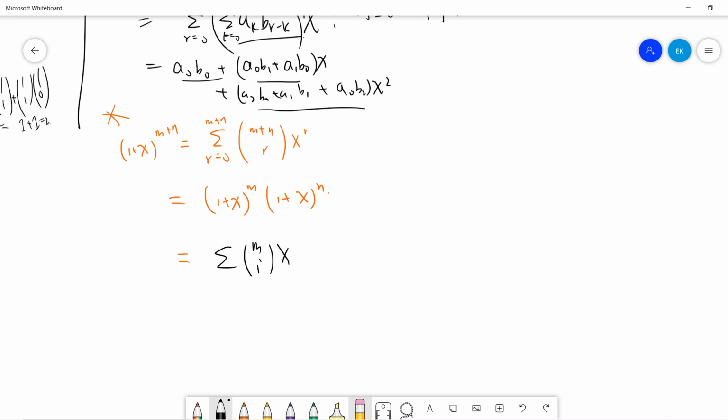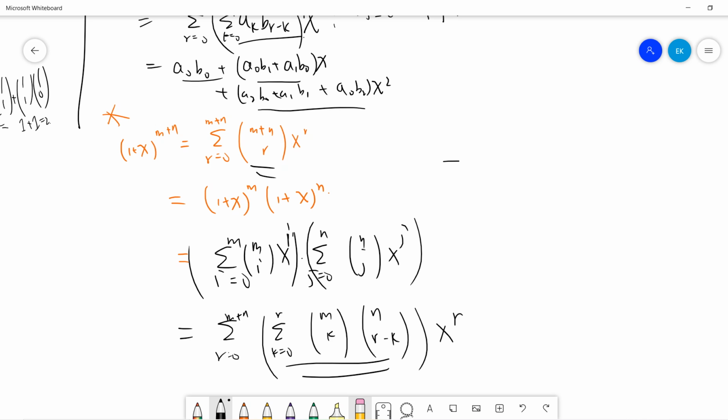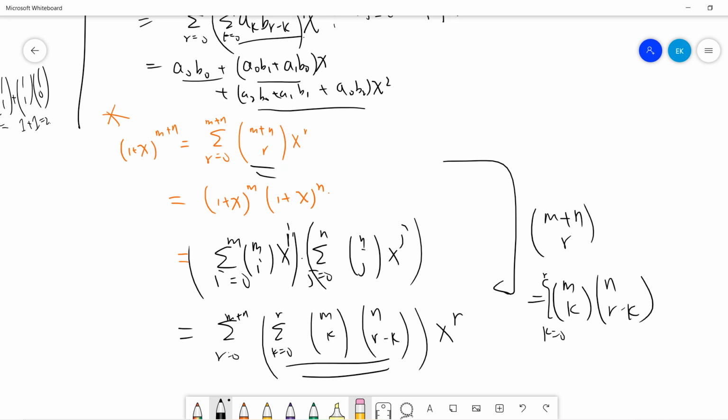This is just the sum of m choose i times x^i, i from 0 to m, times the sum of n choose j times x^j. You can multiply these two and combine them to get the sum over r from 0 to m plus n, and k from 0 to r. We take the first one and replace i with k, and j with r minus k, giving m choose k times n choose r minus k, times x^r. Comparing with the other side, we get our answer: m plus n choose r equals the sum over k from 0 to r of m choose k times n choose r minus k.